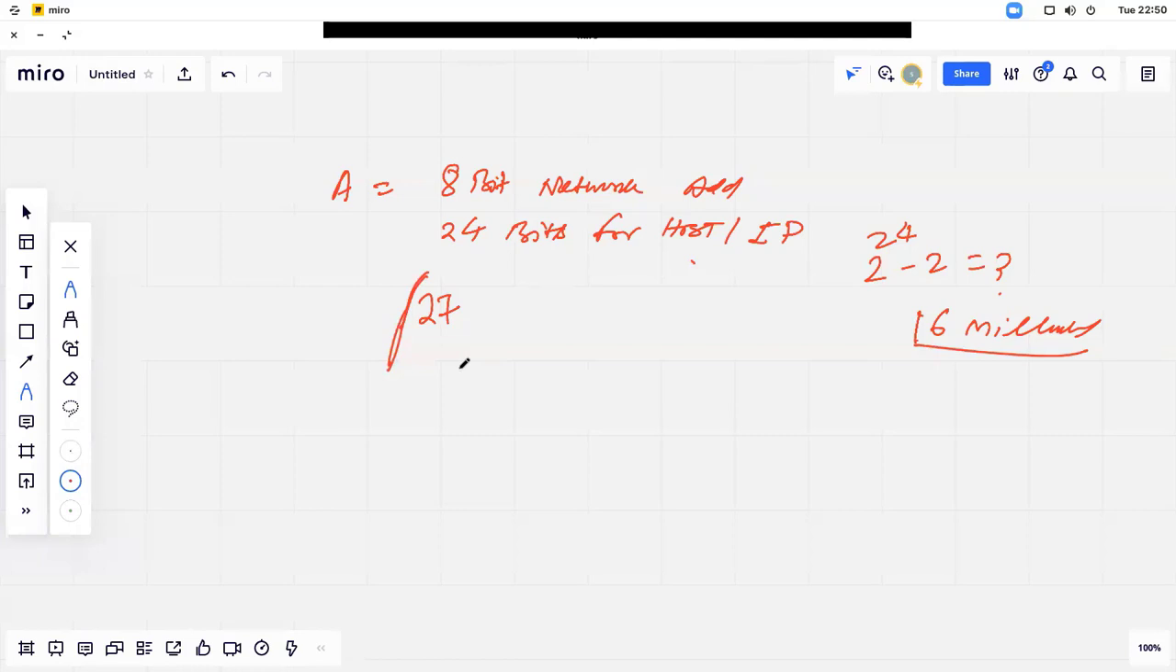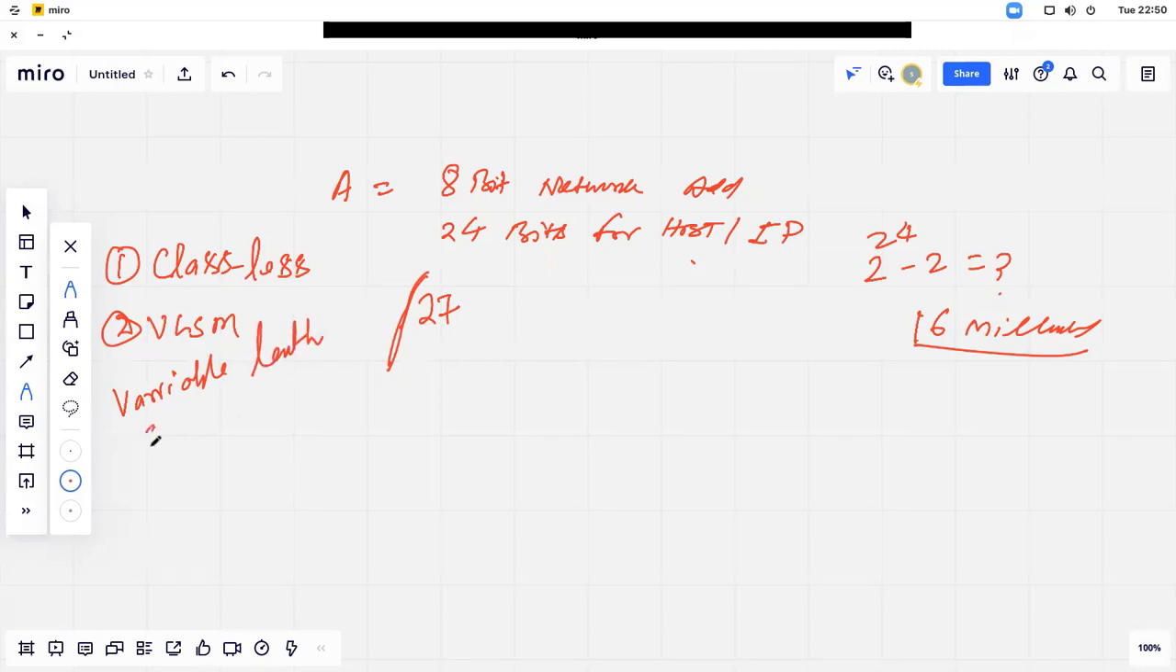So first of all, we need to understand there are mainly two types of subnetting. The first one is classless, which means there is no class it is going to follow. The second one is VLSM, that is called variable length subnet mask.